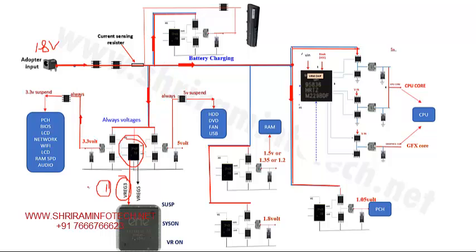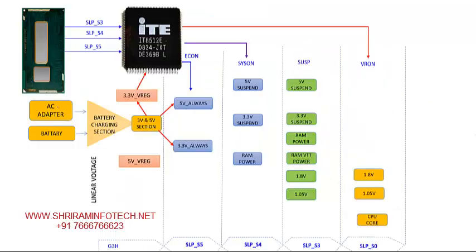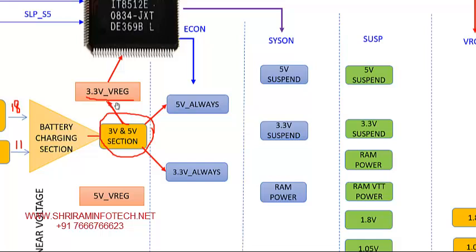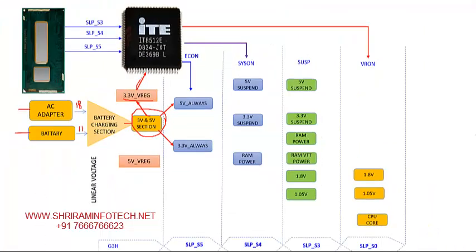So now we'll come back. Here is my adapter and this is my battery. Adapter generates 18 volts, battery generates something around 11 volts. This voltage is delivered to the different buck converters, and this 3 volt and 5 volt section generates the 3 volt. It's called the VREC3, right here, and this VREC3 voltage is given to the SIO VCC pin.